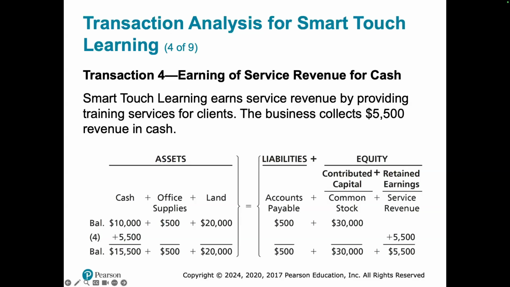Okay. So Smart Touch transaction number four, earning of service revenue for cash. So this has actually made some revenue. What is revenue? Revenue is any time we have completed a task where we are owed money, right? When we generate revenue, when we go and cut somebody's yard or we sell them a product, it doesn't mean that we've received payment yet. A lot of places may receive payment later, but it doesn't mean that we have cash in hand. What it does mean is that we have done what we said we're going to do, and we're going to receive payment for that in the future.